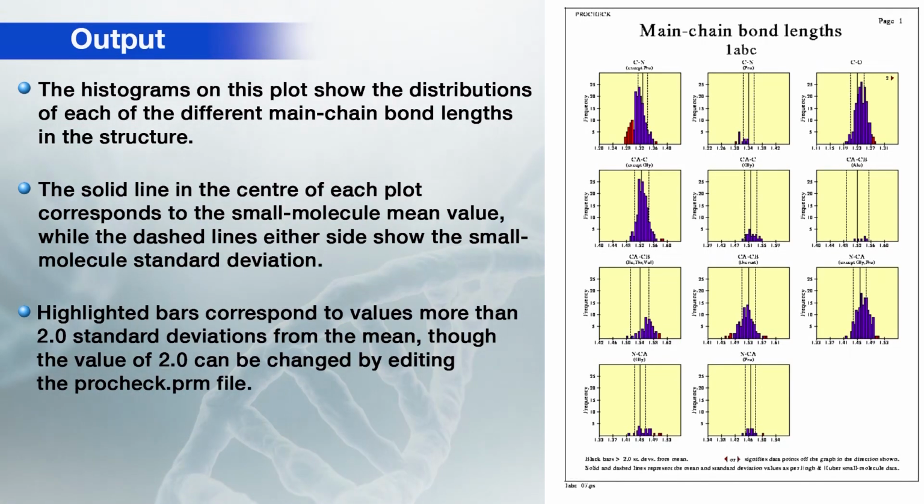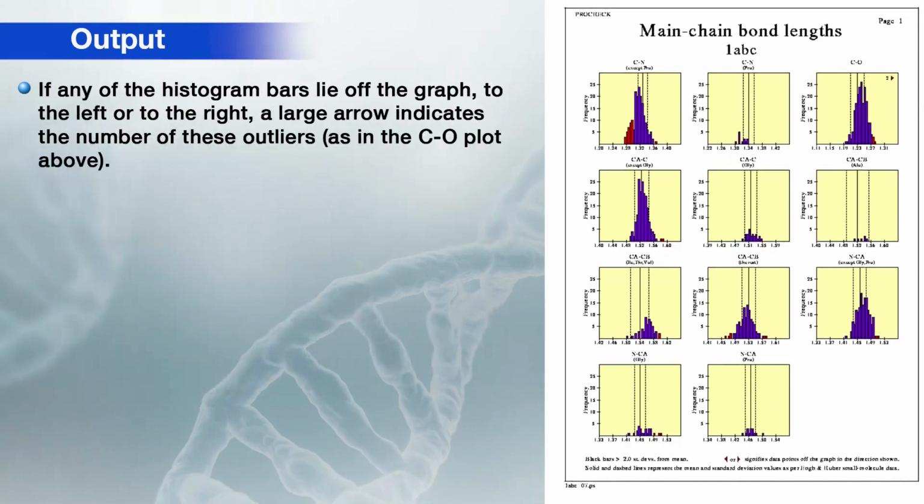The highlighted bars correspond to values more than 2.0 standard deviations from the mean, though the value 2.0 can be changed by editing the Procheck PRN file. It is the same as we reported in the previous histogram file, but if any of the histogram bars lie off the graph to the left or right side, a large arrow indicates the number of these outliers. As in the previous one we saw a CACO graph, but here we can see a CO plot above.